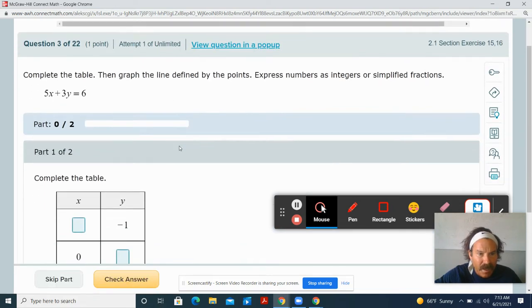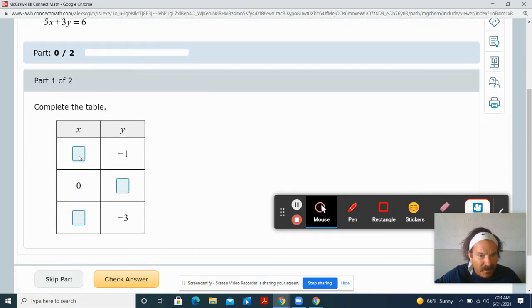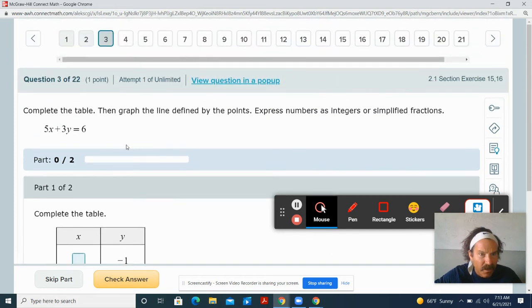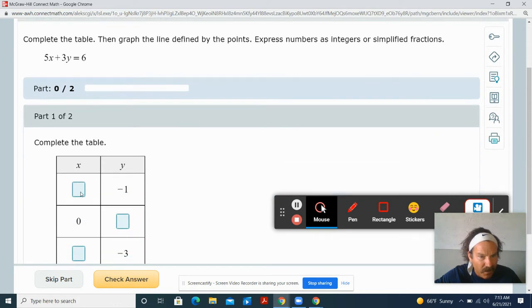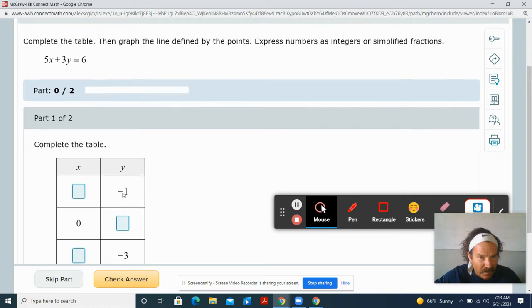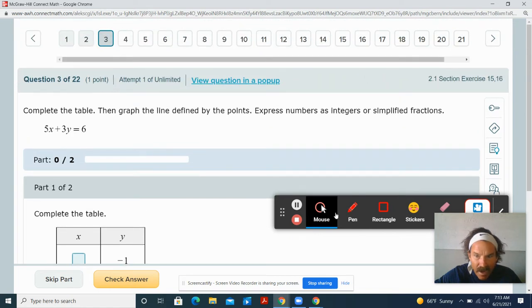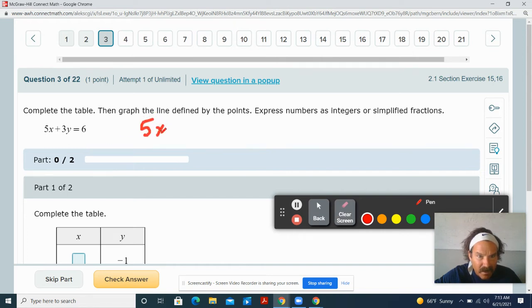All right. So 3, it asks you to complete a table. They give you some values, and then some values are left with the blue boxes. So if we plug in, here's the equation: 5x plus 3y equals 6. For this first one, if y is -1, I have 5x. But if y is -1, this is -1 times 3, so it's going to be -3 equals 6. And now I solve this equation for x, and that's what's going to go in this box.